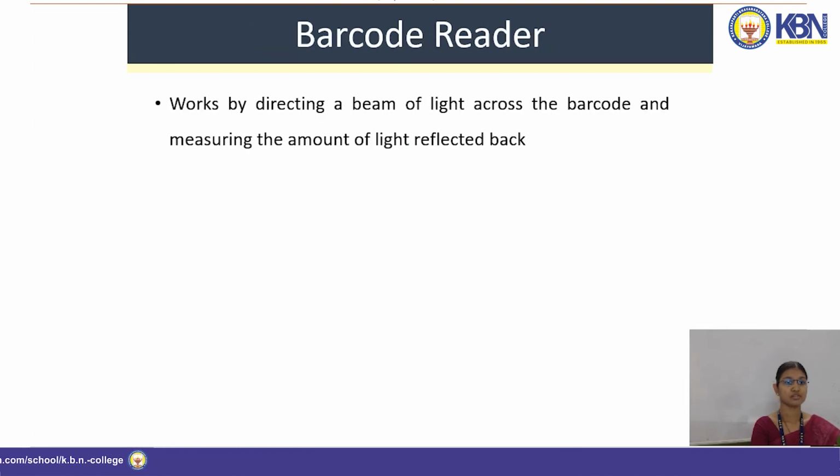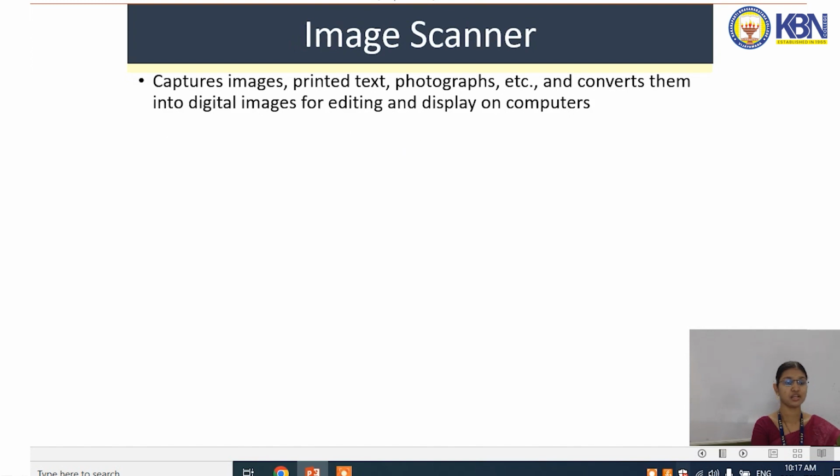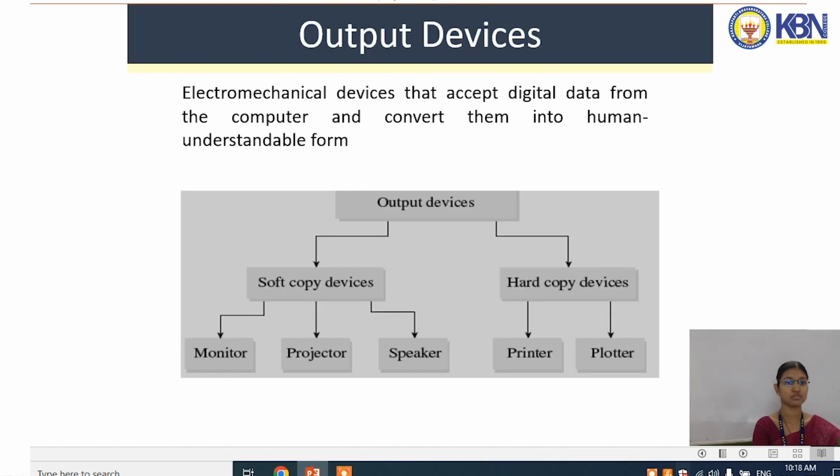A barcode reader works by passing a beam of light across the barcode and measuring the amount of light reflected back. With an image scanner, when you have to scan, you use the image scanner. It captures images, printed text and photographs and converts them into digital images, and you can edit and display them on the computer.